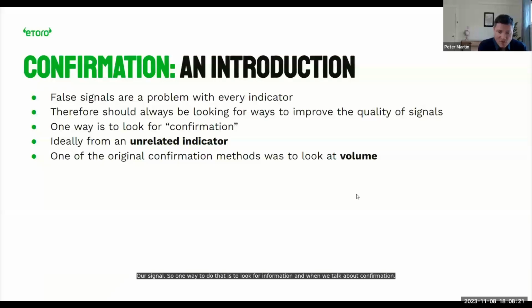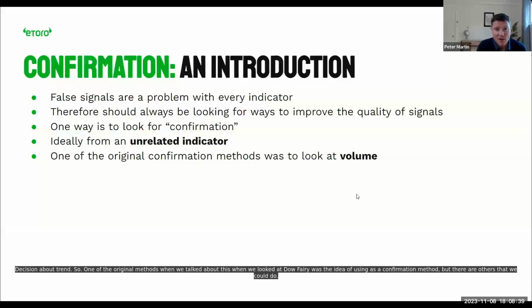And when we talk about confirmation, it's using another indicator, information from different sources. Ideally, that would be from an unrelated indicator. In other words, an indicator that isn't using the same pieces of information that we've already used to make our decision about trend. So one of the original methods, and we talked about this when we looked at Dow theory, was the idea of using volume as a confirmation method, but there are others that we could use.